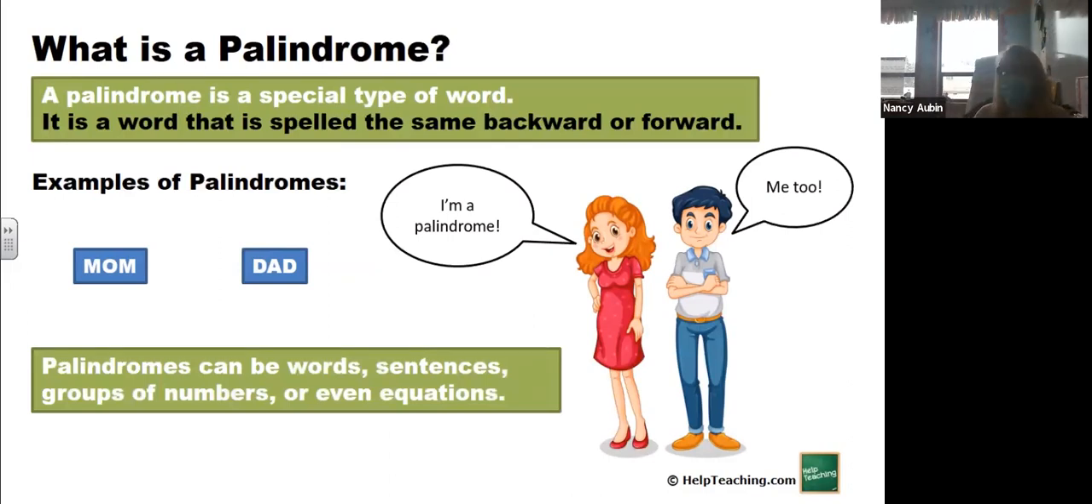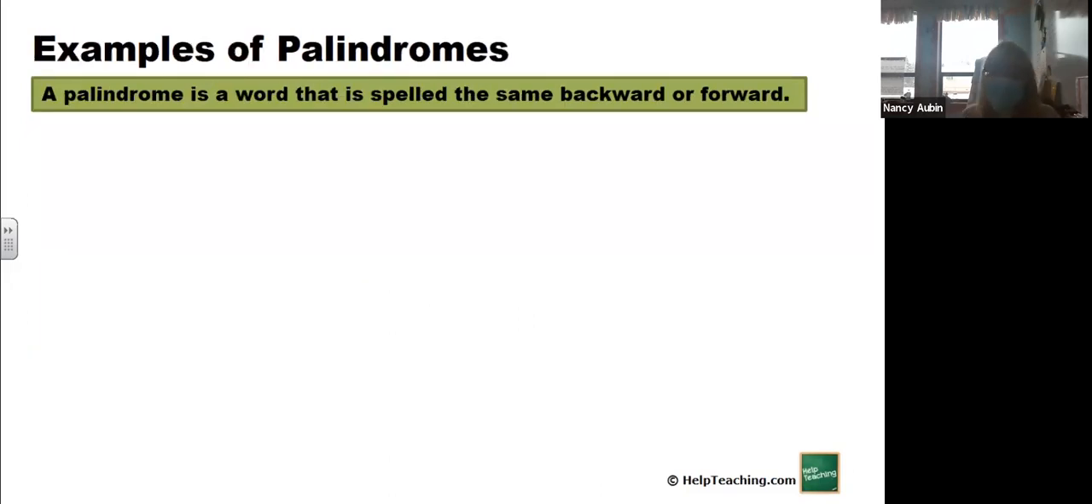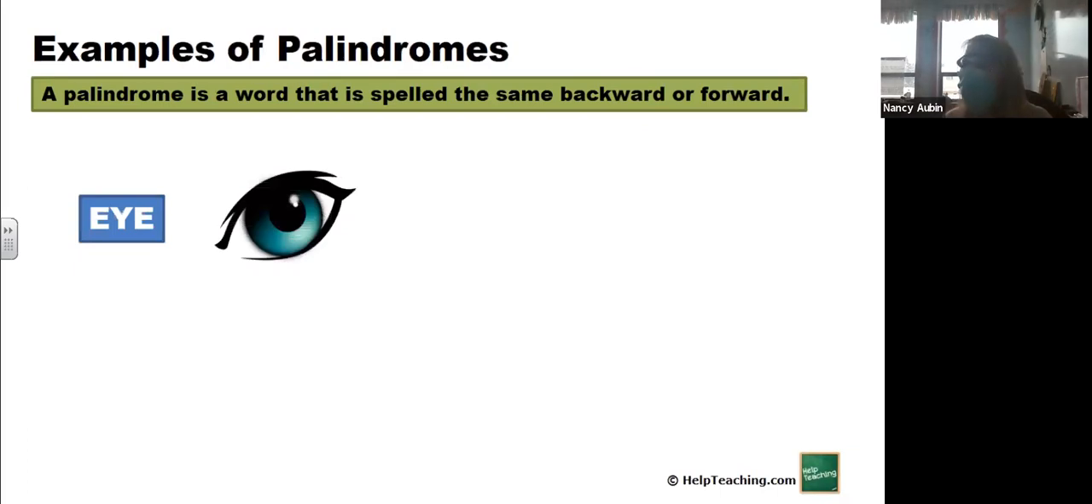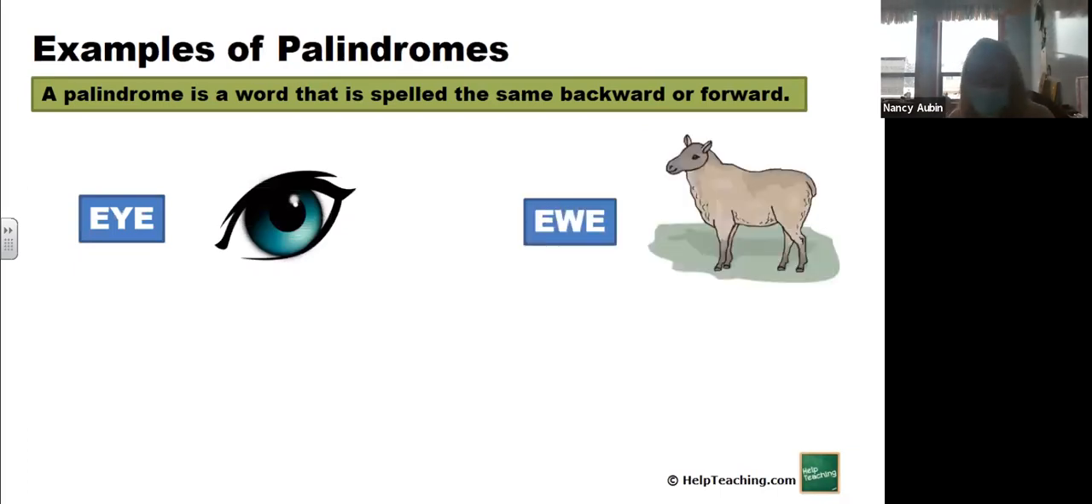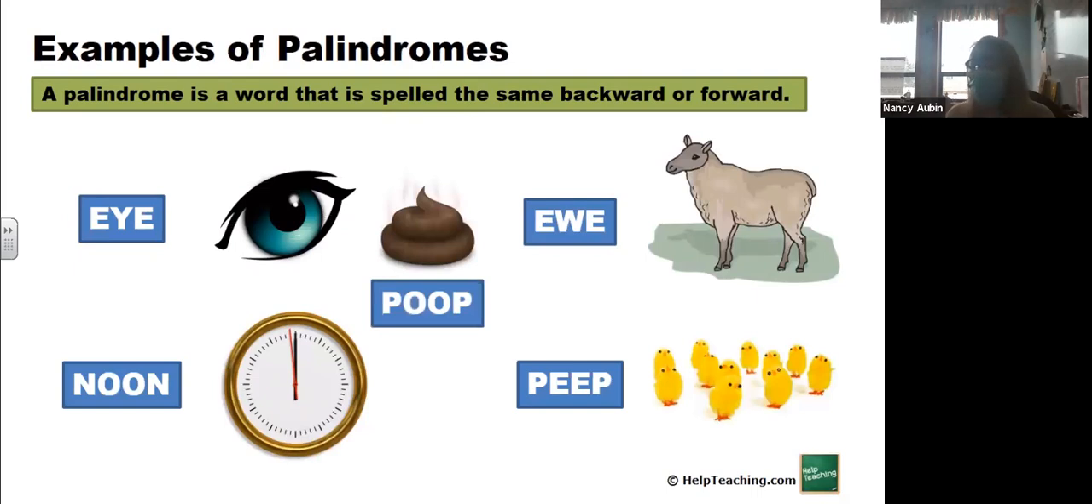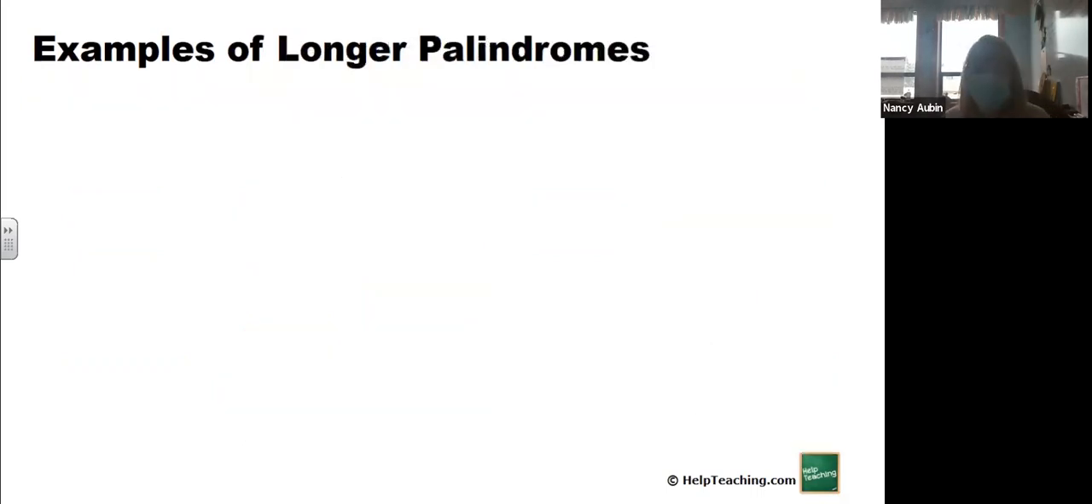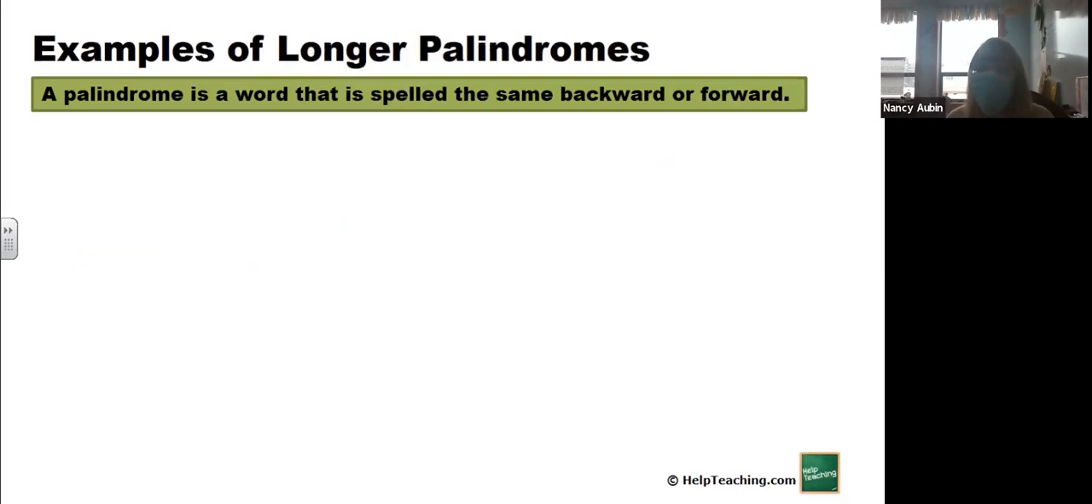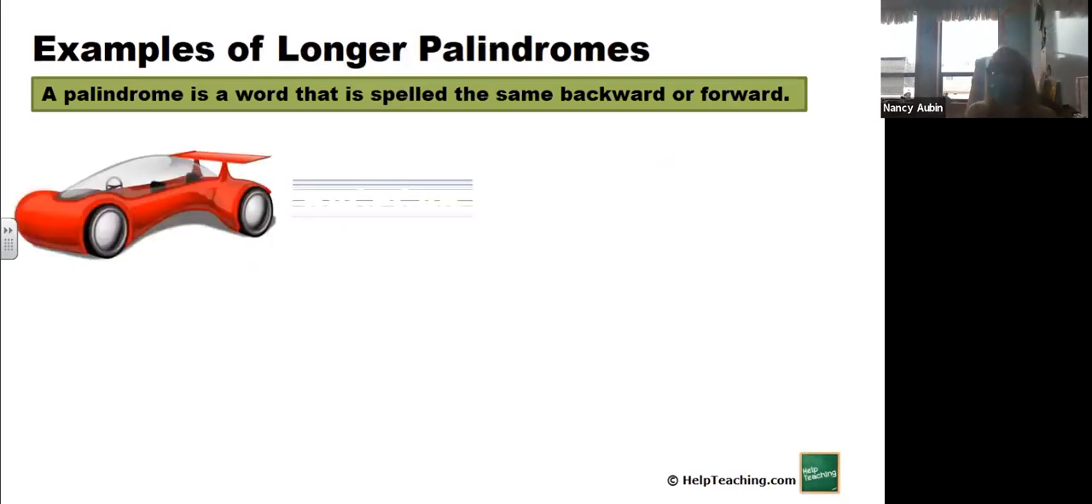Watch and learn. Examples of palindromes. A palindrome is a word that is spelled the same backward or forward, like I, E-Y-E, or backwards E-Y-E. You, like a female sheep, peep, noon, poop. You can read it forward and you can read it backwards. Here are some longer ones. Remember, a palindrome is a word that is spelled the same backward or forward. Race car.